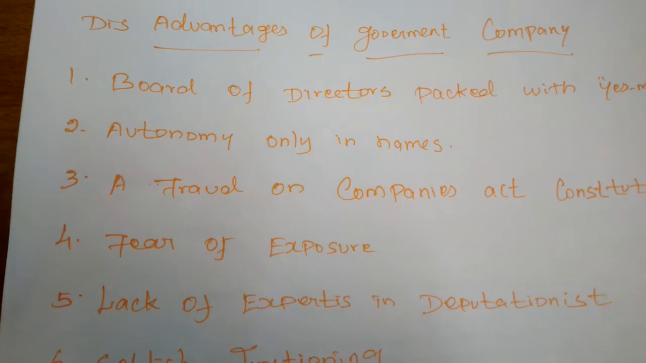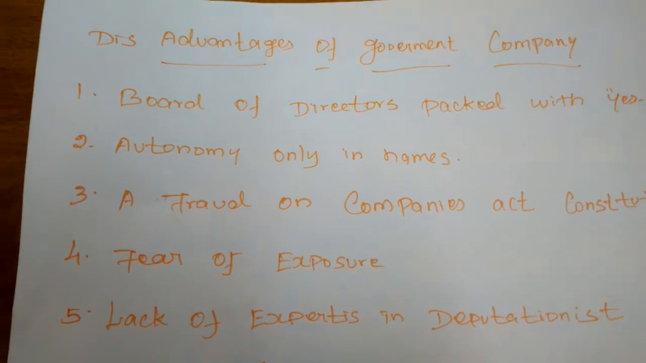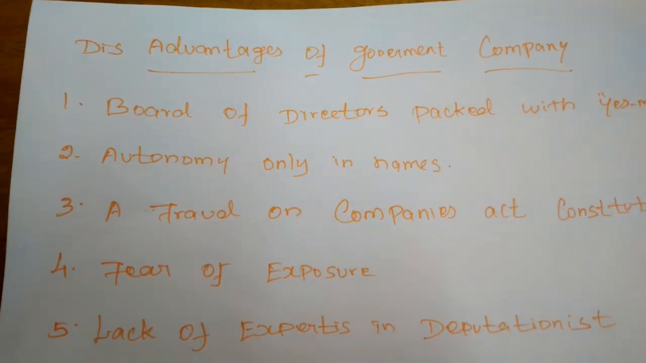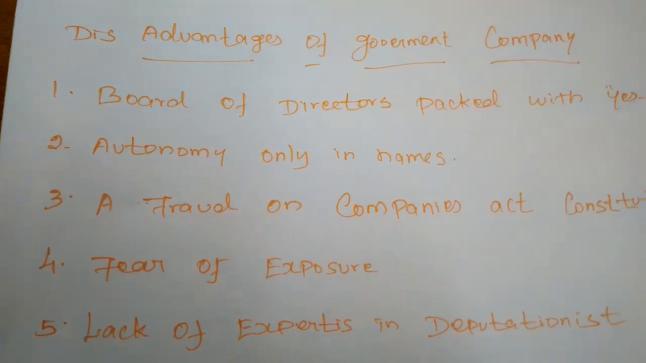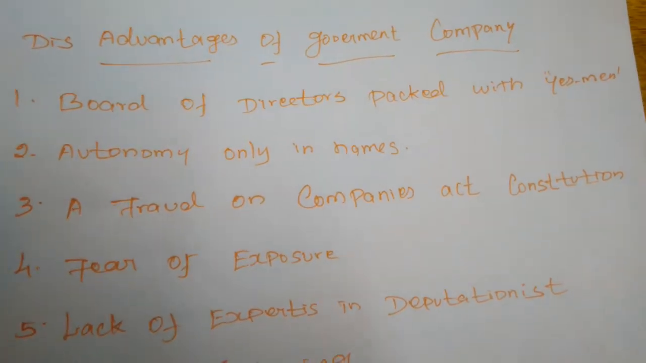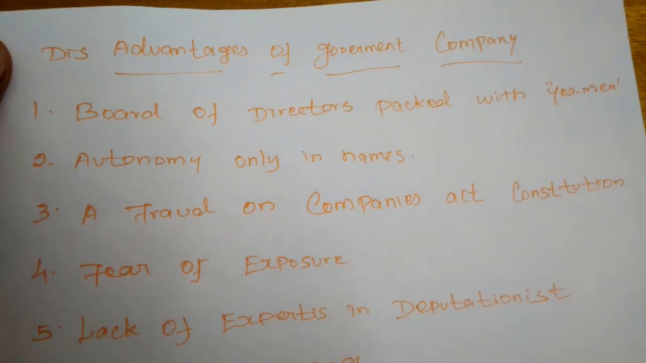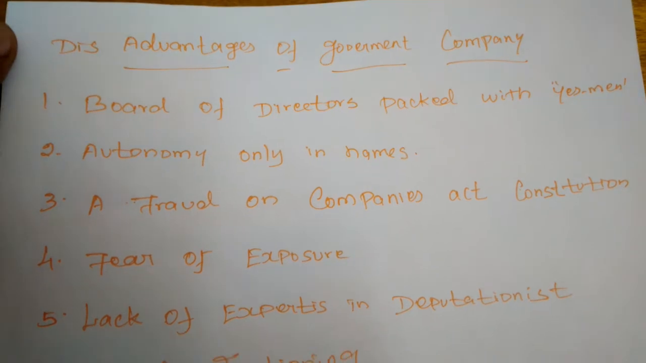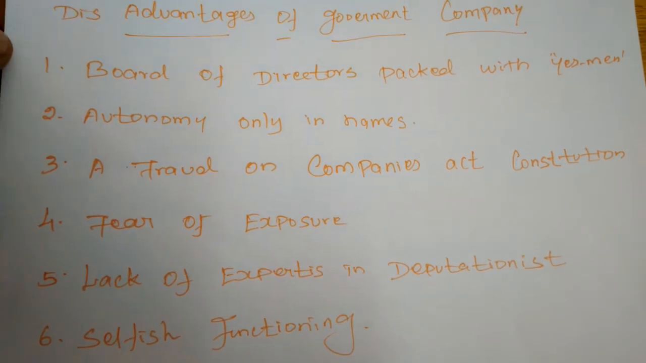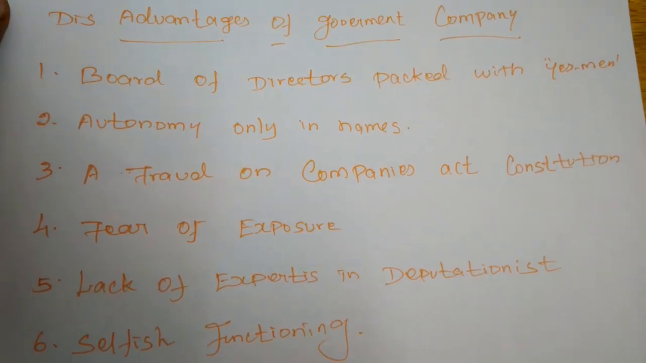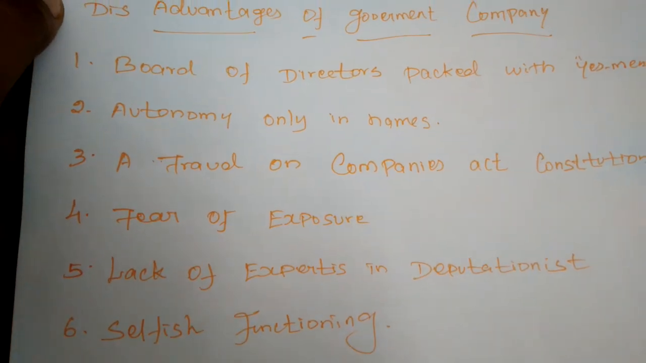On the board of directors of a government company, there are government-appointed directors. Here the government is the major shareholder, so the yes men of the government are unable to run the company in a business-like manner. Even if some board members or managers have good knowledge in their field, the board will not keep them there continuously. Those who want to continue in their work have to become yes men. So the board of directors is packed with yes men.